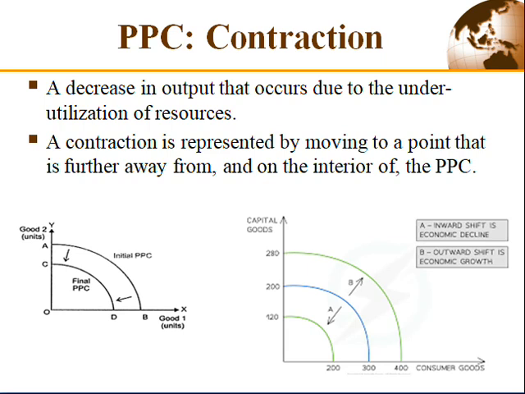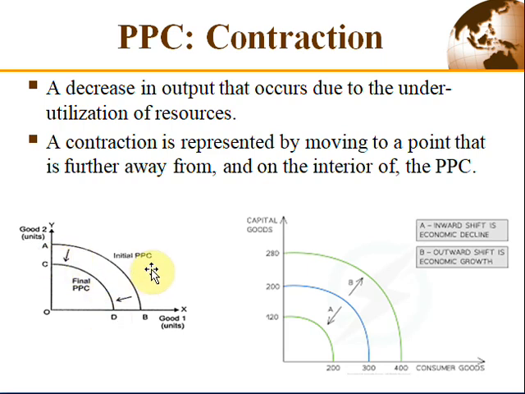Now there is something we call contraction of production possibility curve. It is basically a decrease in the output that occurs due to underutilization of your resources. You have enough resources to produce good 1 and good 2, and for one reason or the other, you are producing far below a combination of two of them. So that is the point of contraction.